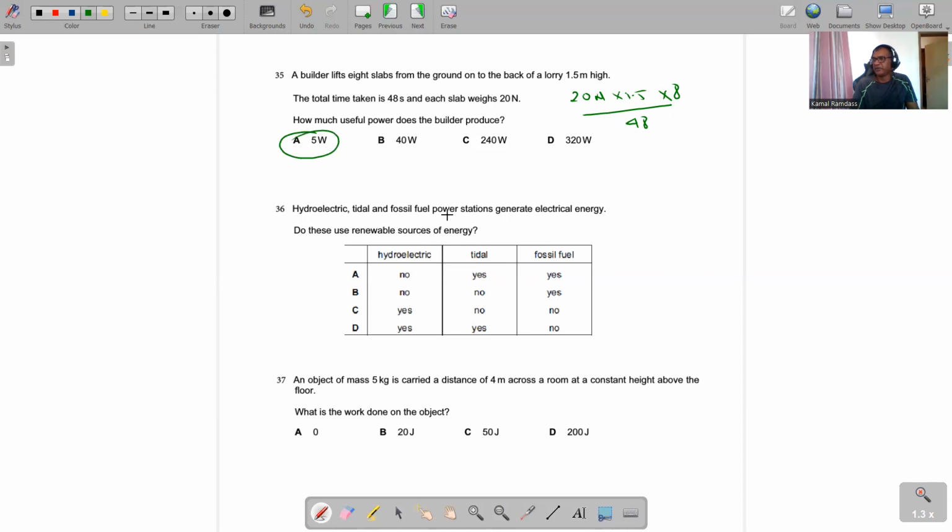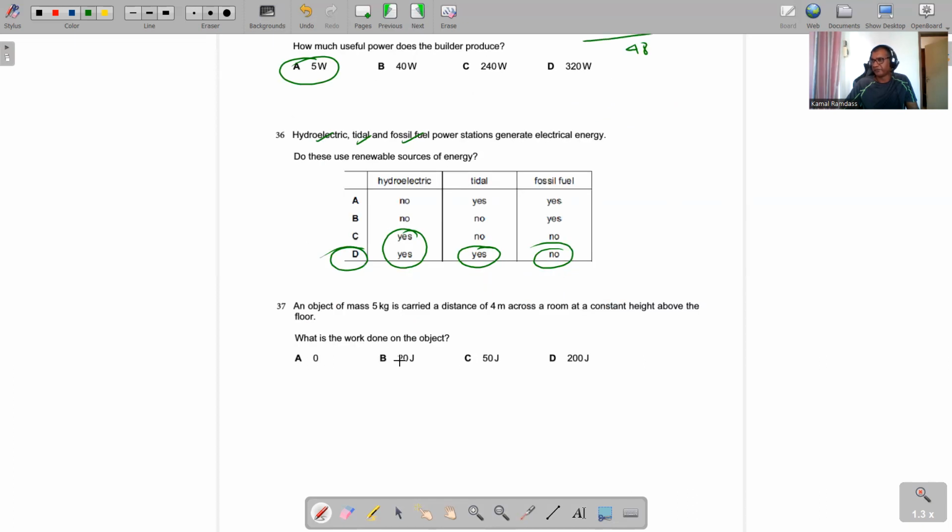Hydroelectric, tidal, and fossil fuel power stations generate electrical energy. Do these use renewable sources of energy? Hydroelectric, yes. Tidal, yes. Fossil fuel, no. D is the answer.